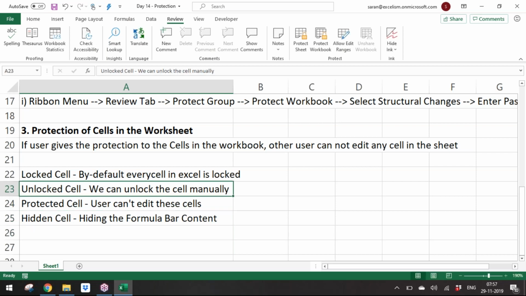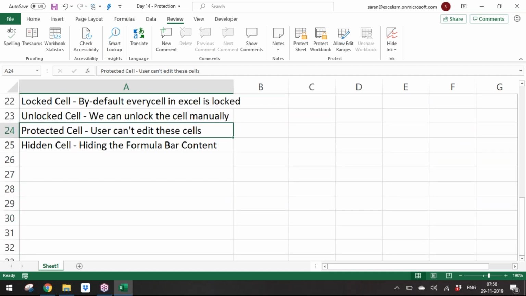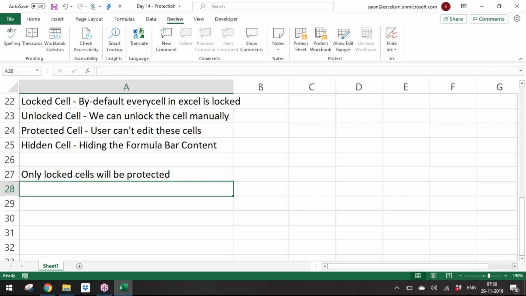Okay, we'll go one after the other. First of all, we'll try to find the difference between these two. If protected cell means the user cannot edit, then what is the concept of locked and unlocked? I'm coming to the point. Only locked cells will be protected. What about unlocked cells? Unlocked cells cannot be protected.